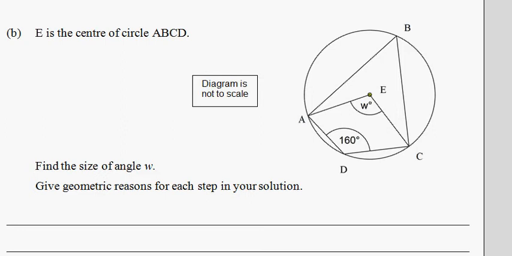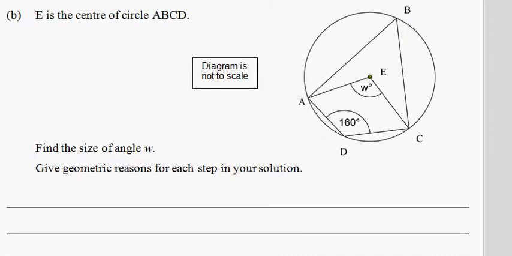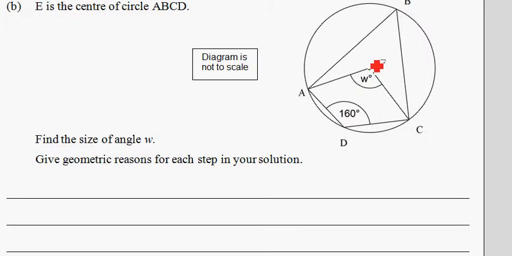Part B. Find the size of W. Once again, not drawn to scale. Give geometric reasons for your answer. So I can see the arrowhead in there. This angle W is going to be twice angle ABC. We need to find angle ABC first.